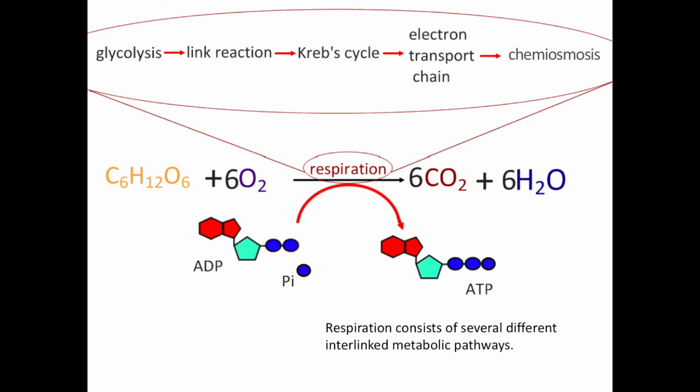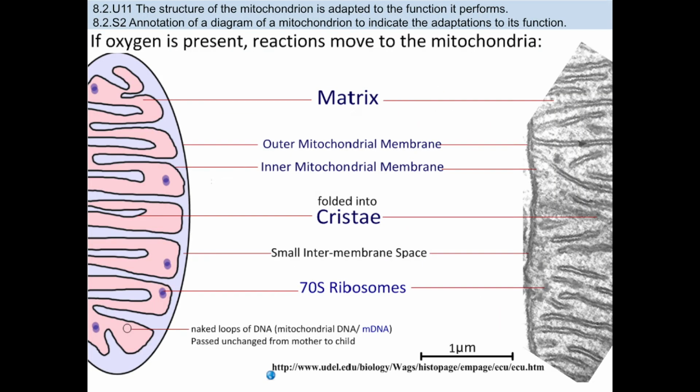Okay. Now, before we look at each step, can you open your book? There's a purple box there for the diagram of your mitochondria. It says annotating diagram of a mitochondria. So you need to know how to label, identify the different parts of the mitochondria.